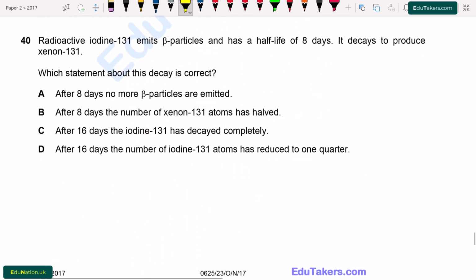Question number 40. Radioactive iodine-131 emits a beta particle and has a half-life of 8 days. It decays to produce xenon-131. Which statement about this decay is correct? Option A, after 8 days, no more beta particles are emitted. B, after 8 days, the number of xenon-131 atoms has halved. Option C, after 16 days, the iodine-131 has decayed completely. D, after 16 days, the number of iodine-131 atoms has reduced to 1/4.